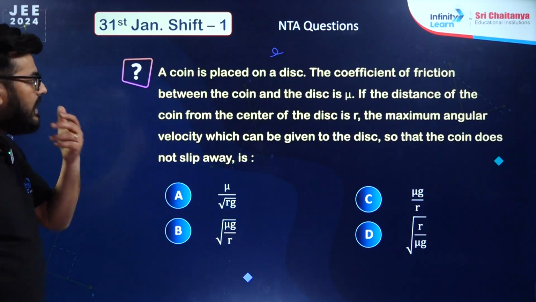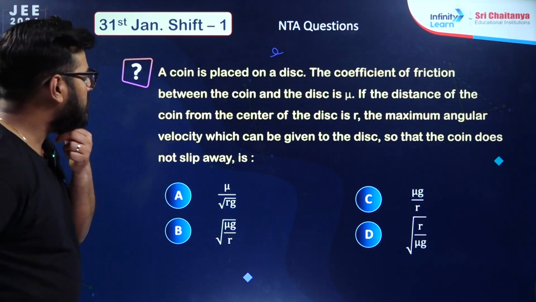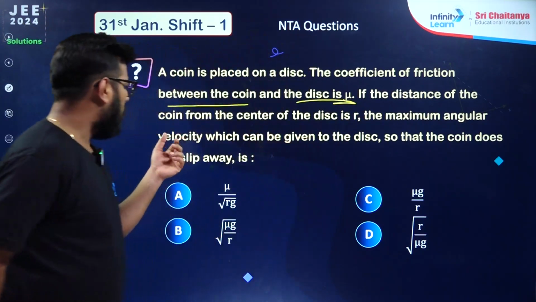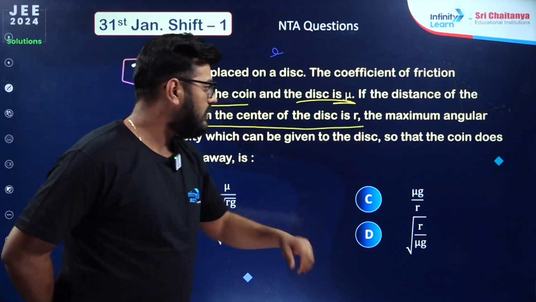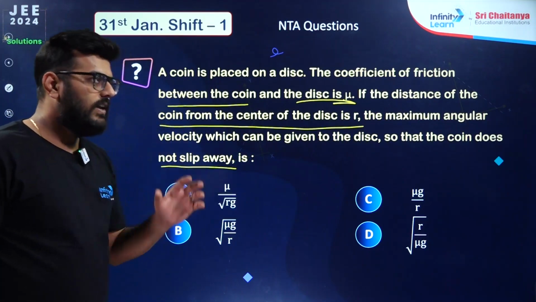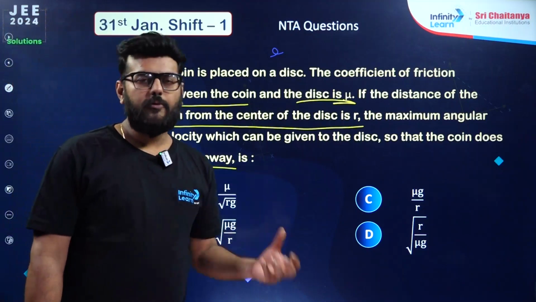Now, a coin is placed on a disc. The coefficient of friction between the coin and the disc is nu. If the distance of the coin from the center of the disc is r, what is the maximum angular velocity which can be given to the disc so that the coin does not slip away? Very standard problem of centrifugal force.